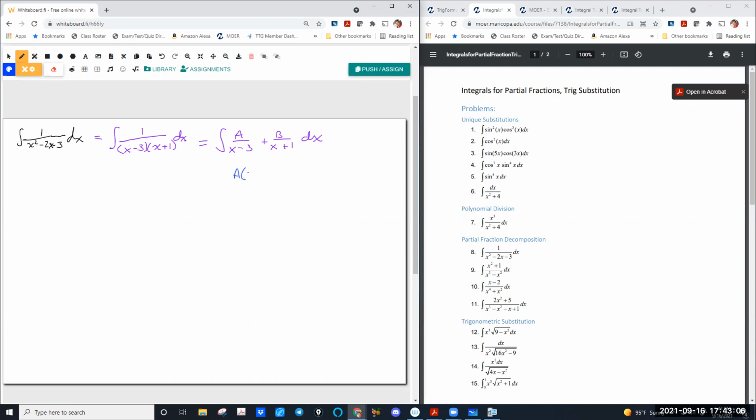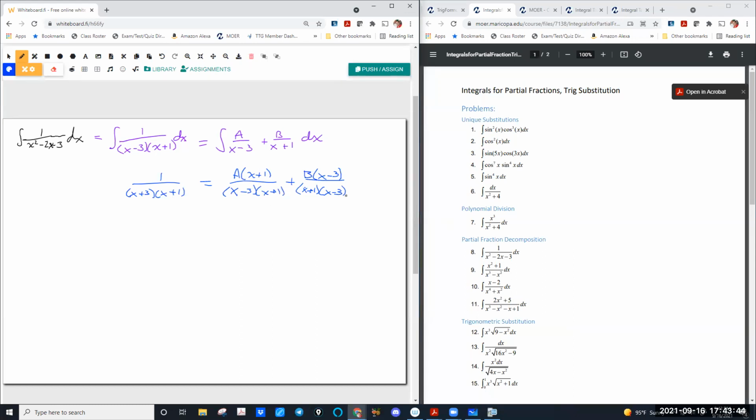We would make this A times x plus 1 over x minus 3 times x plus 1, plus B times x minus 3 over x plus 1 times x minus 3. Okay, this is back to your algebra days. Find a common denominator. Now we can add the fractions. And we want this to be equal to 1 over x minus 3 times x plus 1.